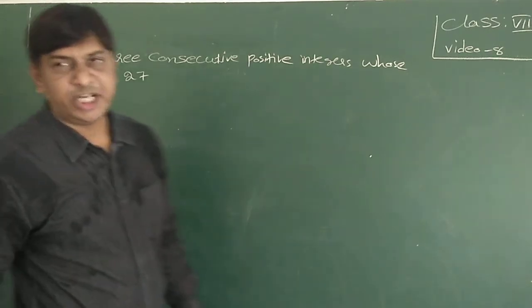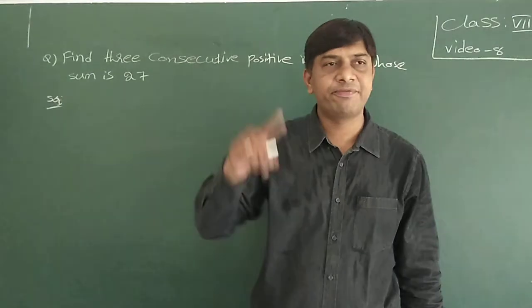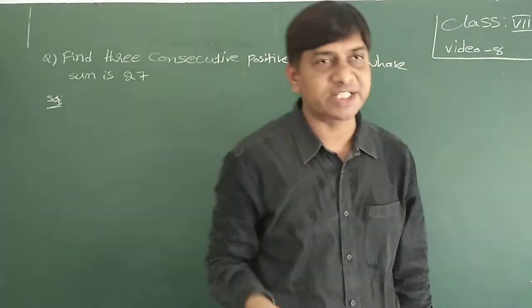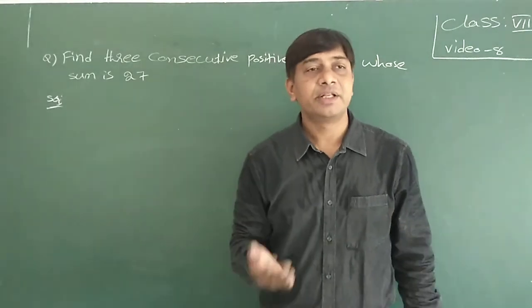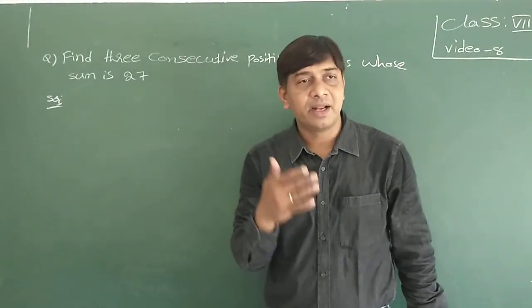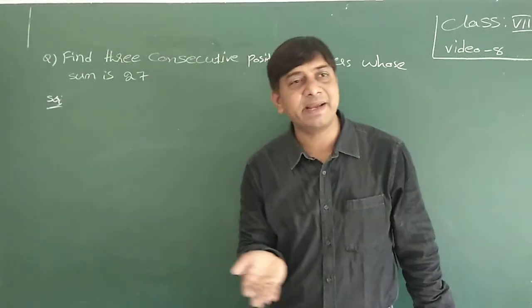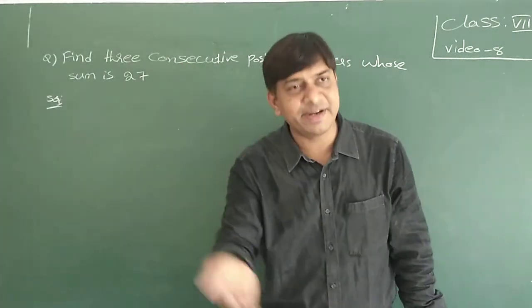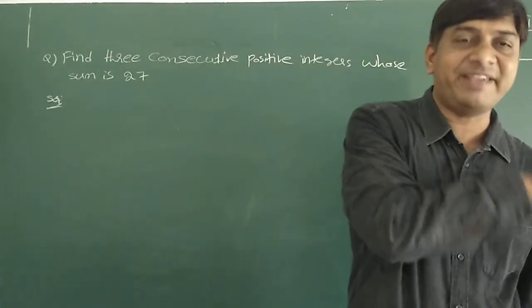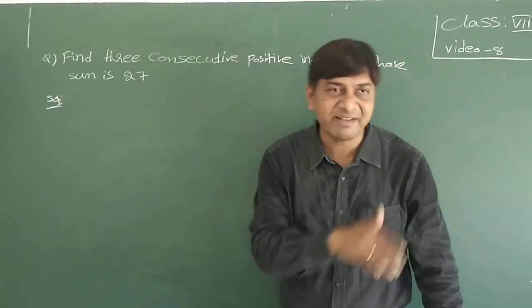See here, consecutive integers: just now I said 1, 2, 3, then 2, 3, 4, then 3, 4, 5. That means continuous numbers. The next number is obtained by adding 1 to the previous number. Every number is increased by 1 from its previous number.